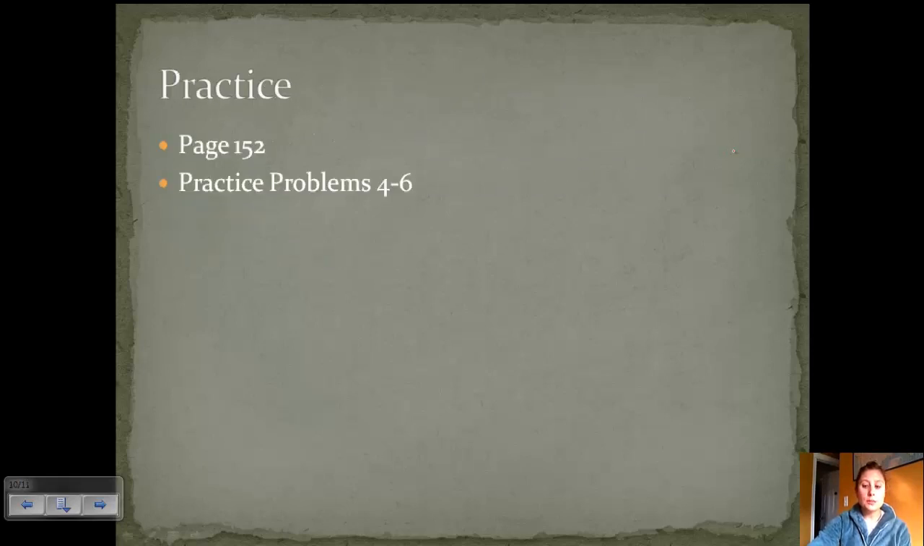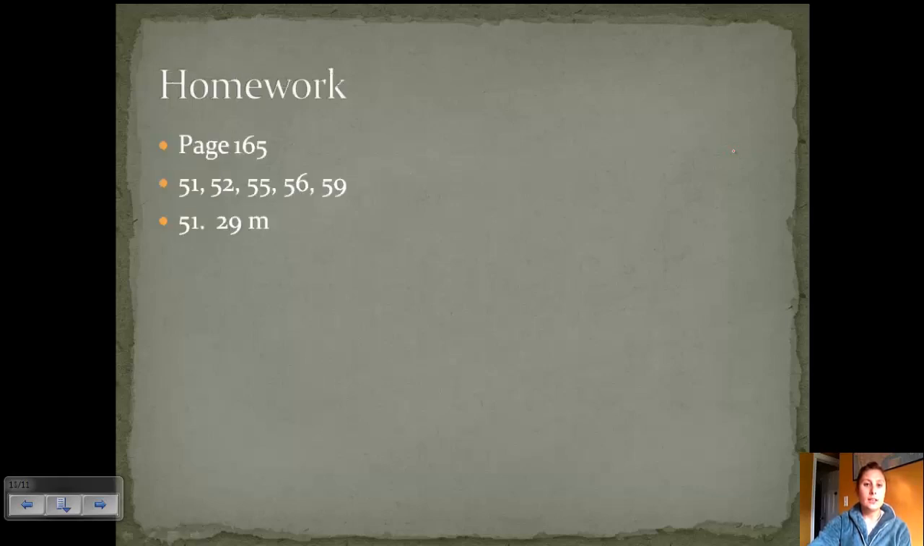So here are some additional practice problems. Feel free to try these, or we'll go over them in class. And then here's the homework.